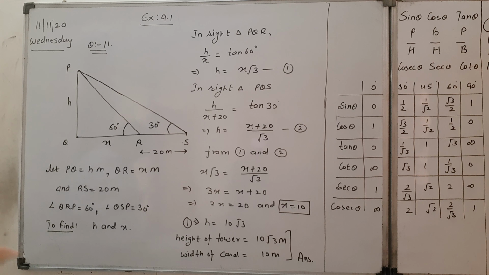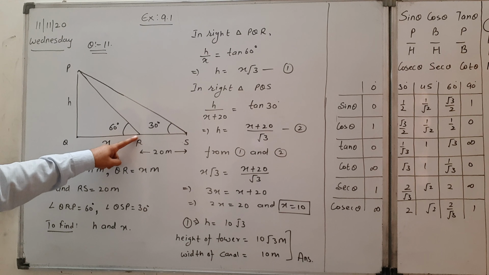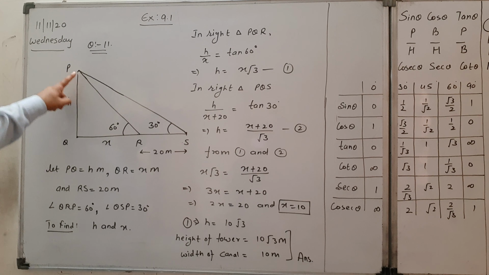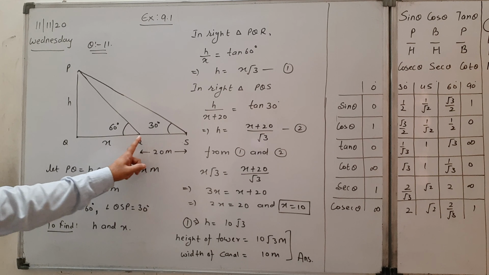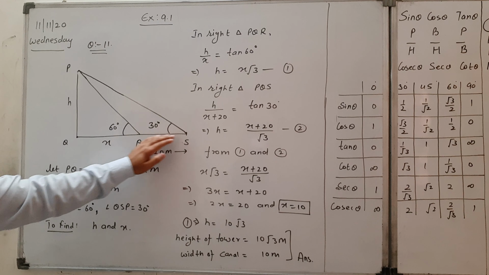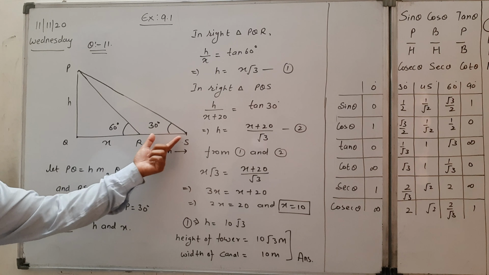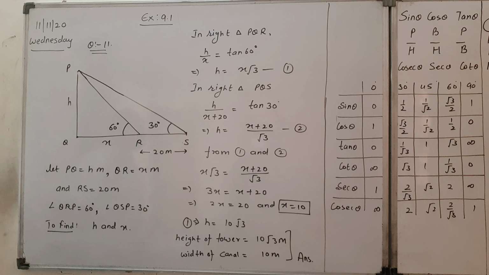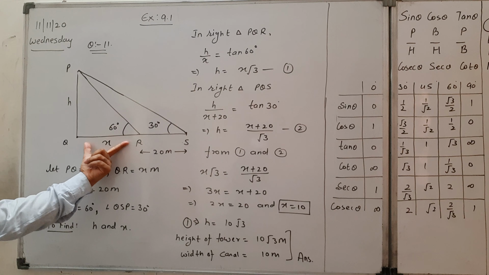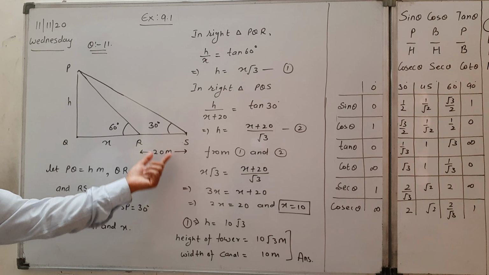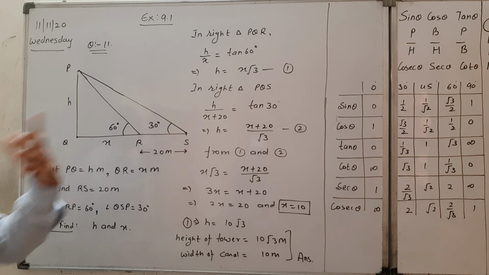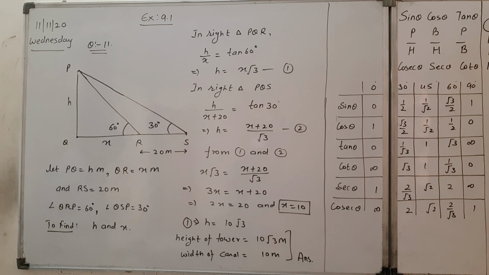From a point on the other bank directly opposite to the tower, that point is R, the angle of elevation of the top of the tower is 60 degrees, and from another point on the same line 20 meters away from this point the angle of elevation is 30 degrees. This is the statement. PQ is the tower, QR is the canal, RS, the distance between R and S, is given to be 20 meters, and in this question we want to find the height of the tower and the width of the canal. So this is the question.